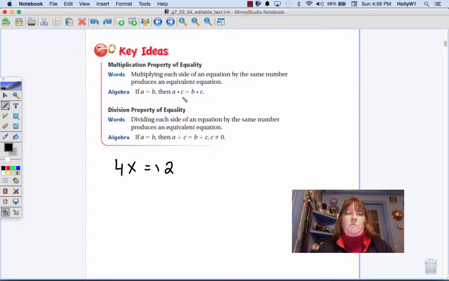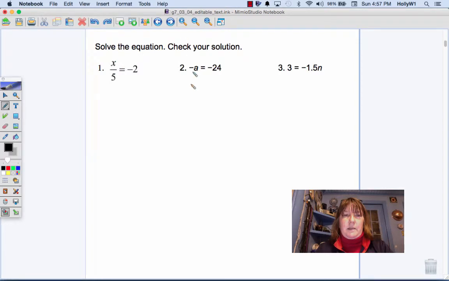Same is true of division, the division property of equality. If A is equal to B, in other words, those two sides of that equation are equivalent, then A divided by C is equal to B divided by C. Of course, this is all providing that C is not equal to 0, because remember, anything divided by 0 is undefined. So in this case, where we're trying to solve 4x is equal to 12, we would use the division property of equality.